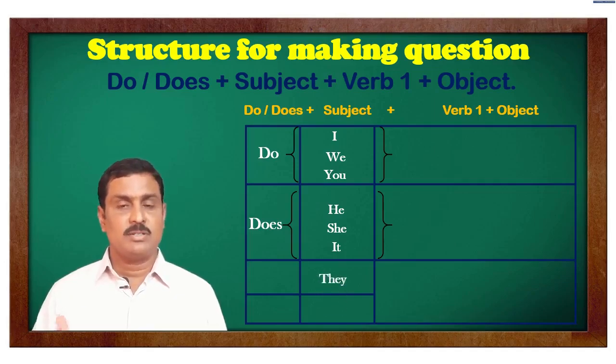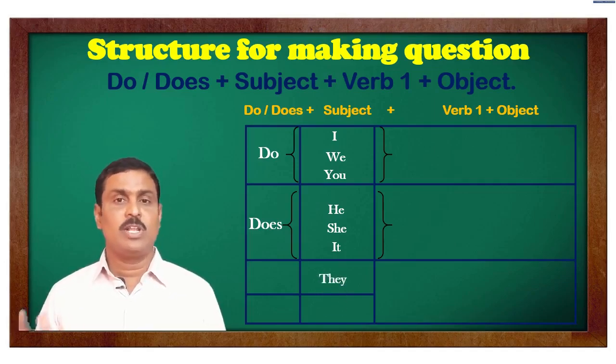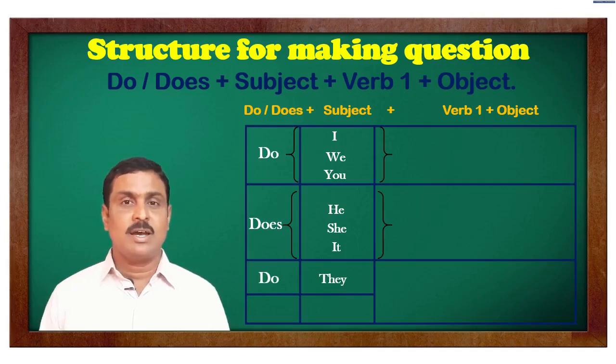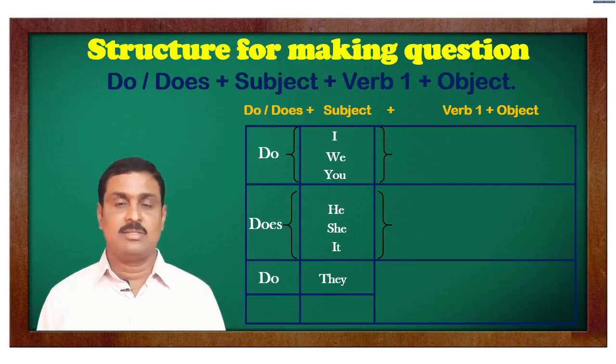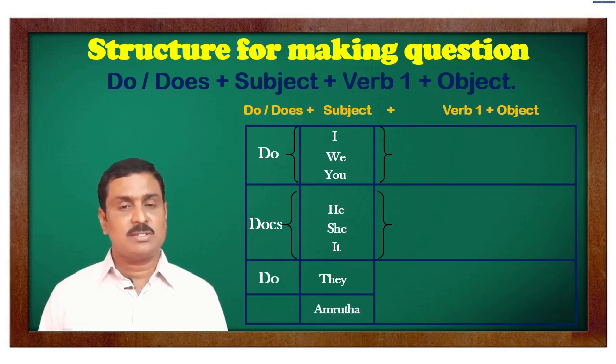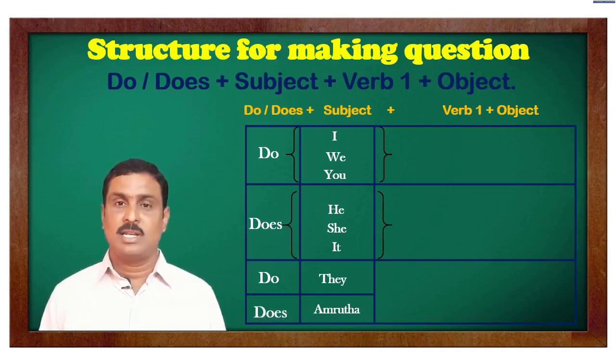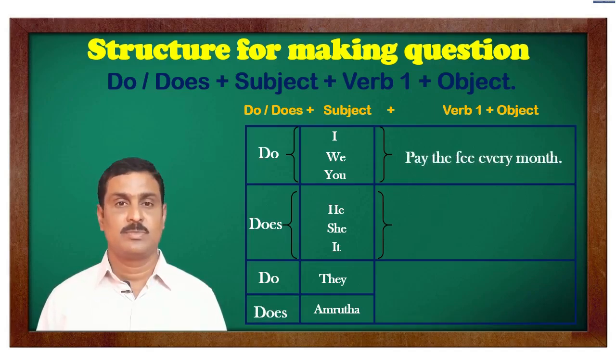Next we have the subject they. They is the plural subject. The question starts as do they, like this. Next we have a subject as a name like Amruta. The subject Amruta is third person singular, hence the question starts as does Amruta. Okay, let's complete all the questions by adding the remaining sentence.